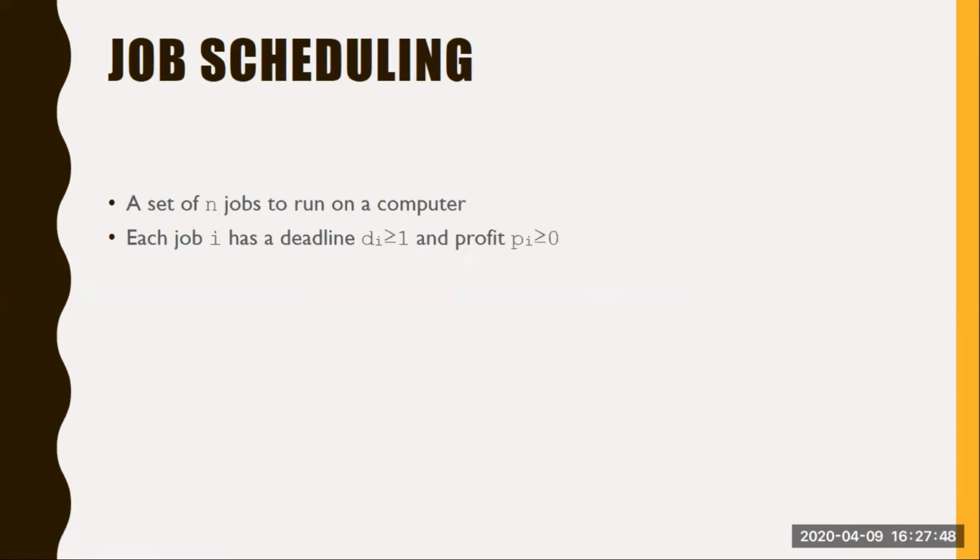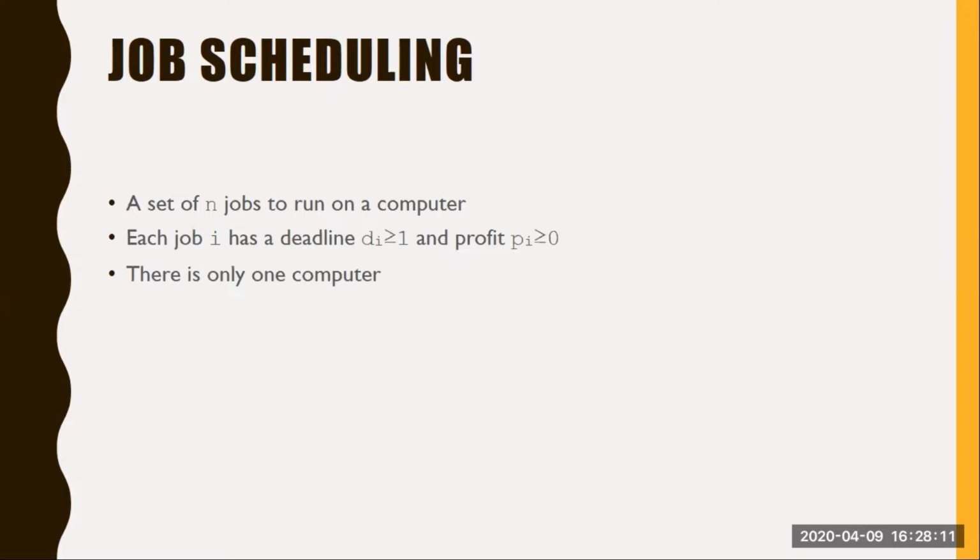Each job i has a deadline di which is greater than or equal to 1. Okay, it has a deadline of at least 1 minute or a second. And every job has a profit pi which should be greater than or equal to 0. Now there is only one computer, and all these jobs have to run on that computer within the deadline period.